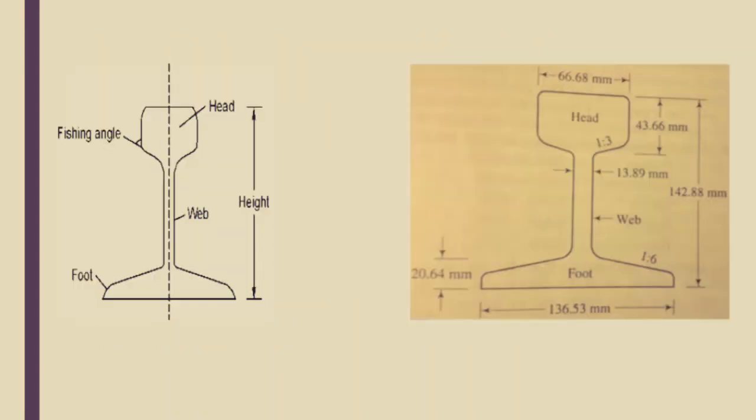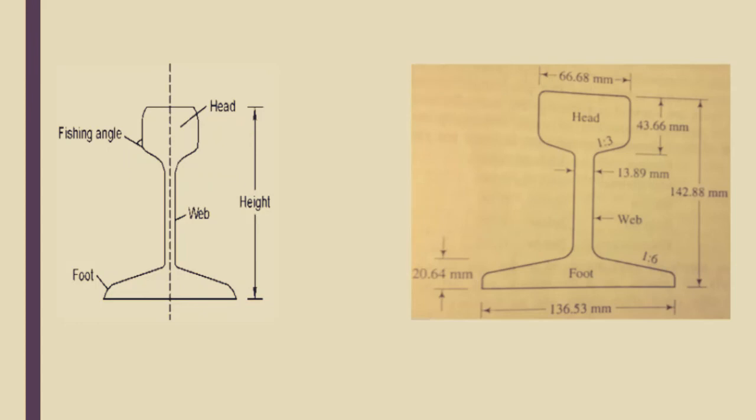So we can look at the details of the dimensions of this FF rail. It has three parts: head, web and foot, and the foot is wider than the head. And the dimensions are: the top width or the head width is 66.68 mm, and the depth of the head is 43.66 mm. We know that there should be enough width and enough depth for the head portion in order to ensure the smooth movement of the train, right? We discussed these points already in the first module.